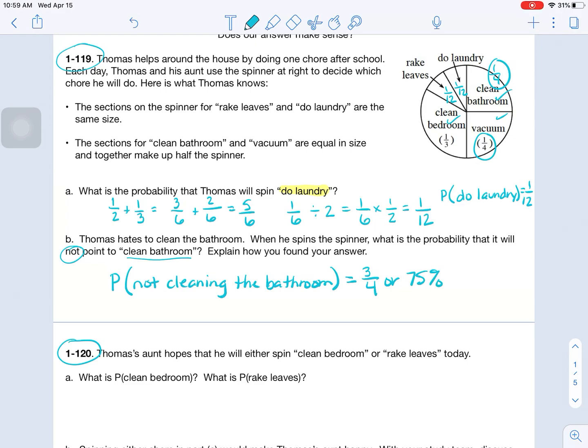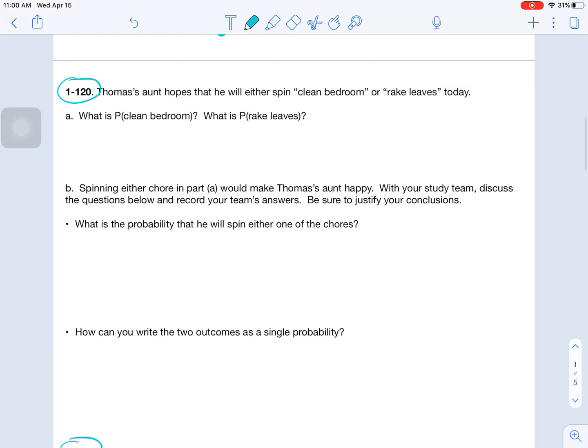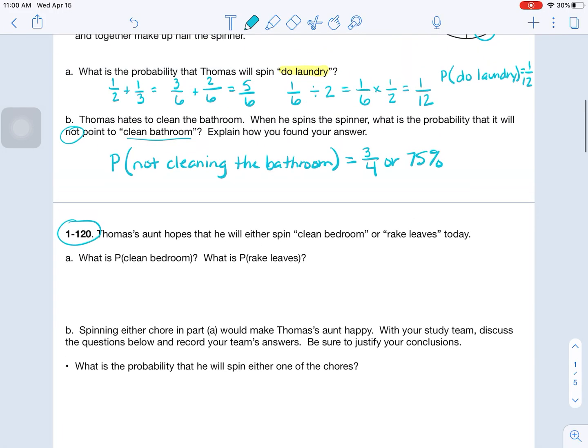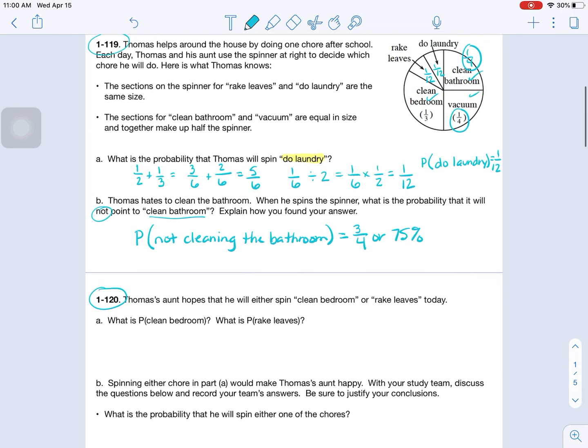Or maybe you want to write it as a percent. That's fine, 75%. Okay, awesome. Moving on to 120. Thomas's aunt hopes that he will either spin, clean the bedroom, or rake the leaves. I'm going to bring this down so we can still see the spinner. There we go.